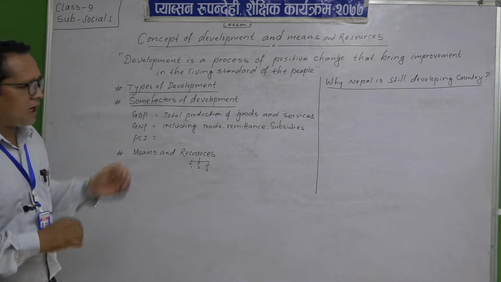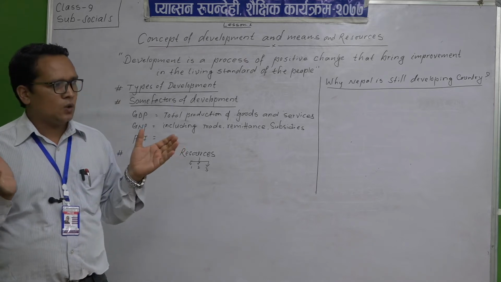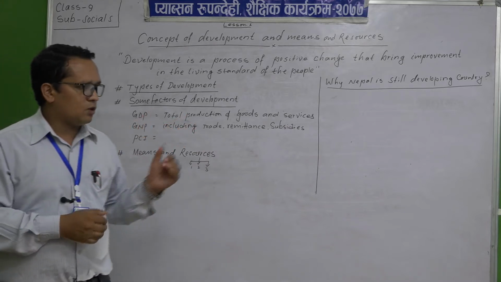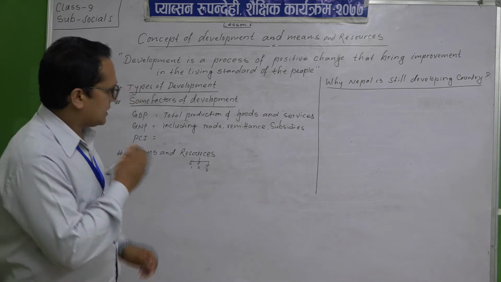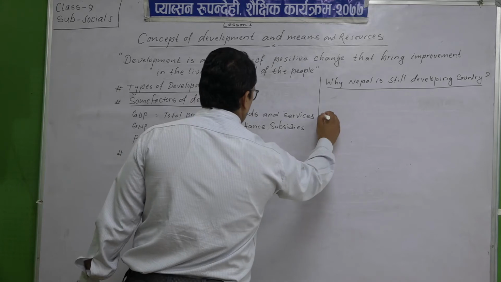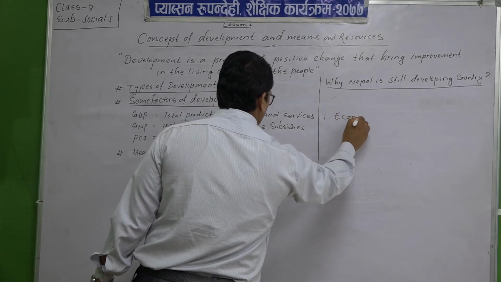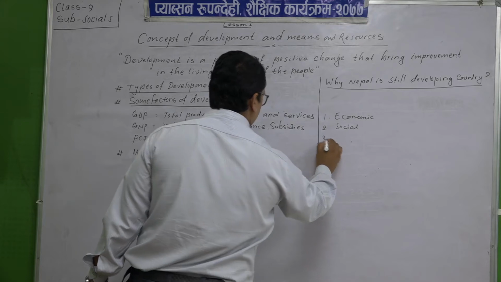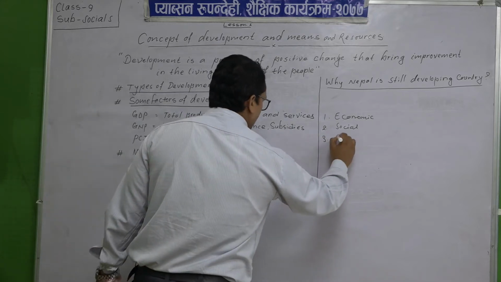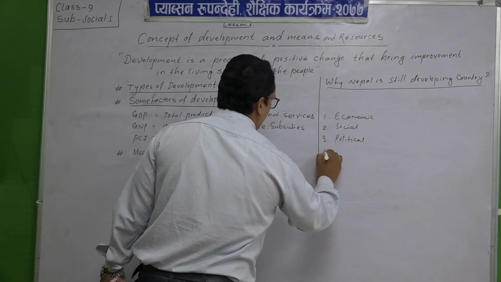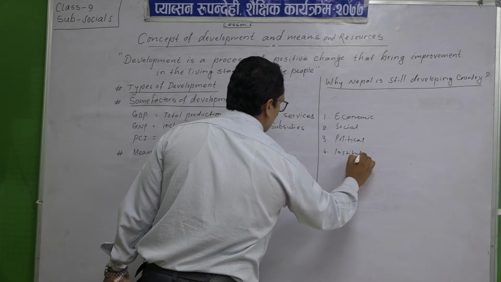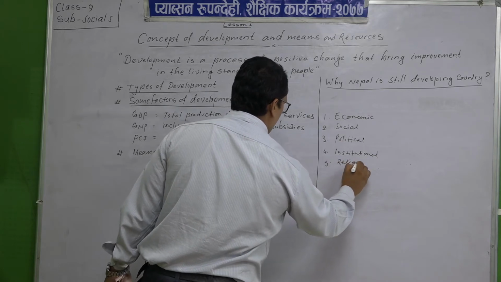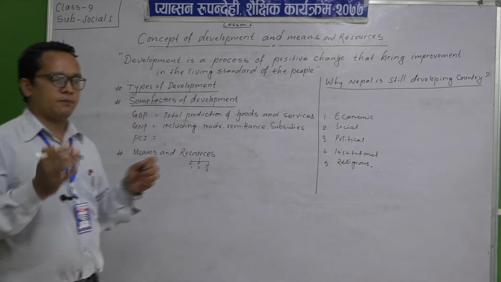Okay. Now types of development. We can classify the types of development in different ways. Here I am writing, types of development. Number one is economic development. Number two is social development. Number three is political development. Number four, institutional development. Number five, we can write religious development.